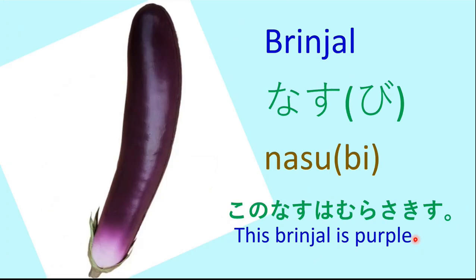Wow, brinjal, what a size. Nasu means brinjal in Japanese, and sometimes it is called nasubi as well. Nasu or nasubi is brinjal. The sentence we are using here is: this brinjal is purple, which means kono nasu wa murasaki desu. Here this represents an adjective. Which brinjal? This brinjal. Since this is an adjective, in place of kore wa, it becomes kono. Kono nasu wa murasaki desu. Murasaki is the purple color that we studied in the last lesson. This brinjal is purple.